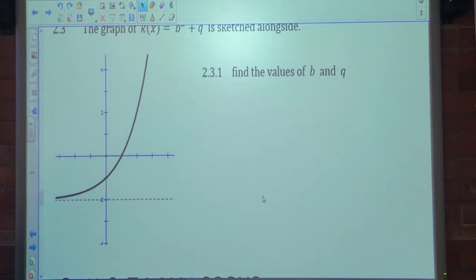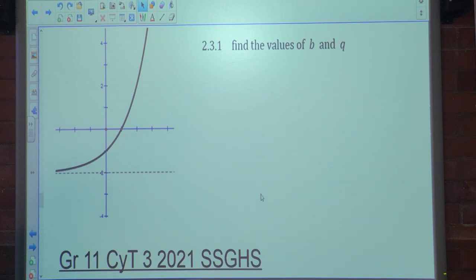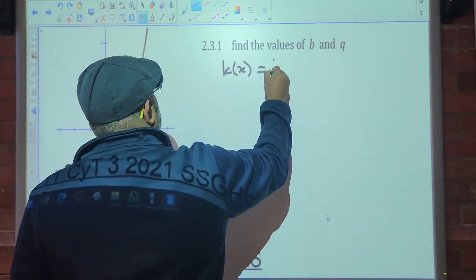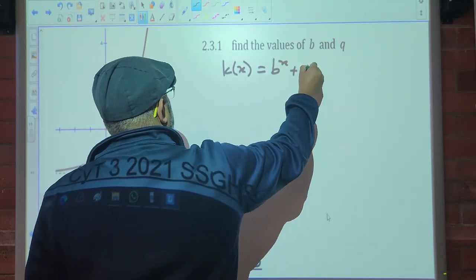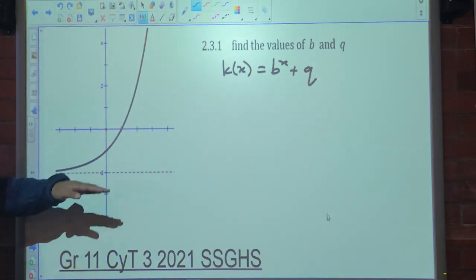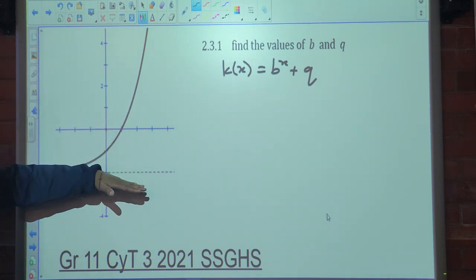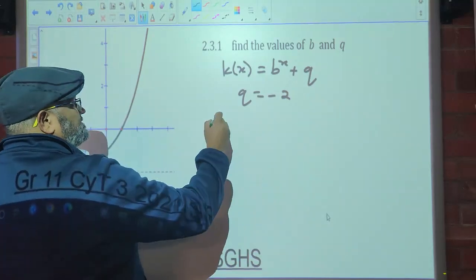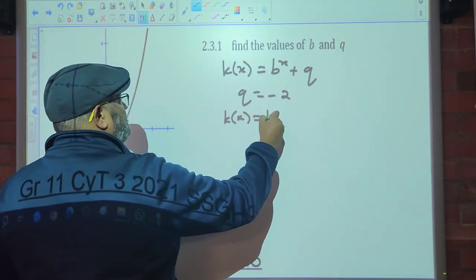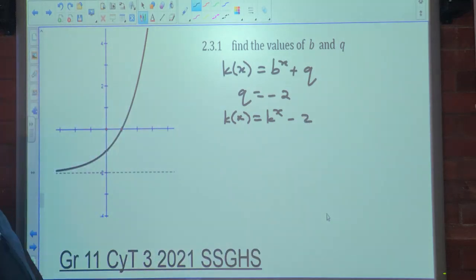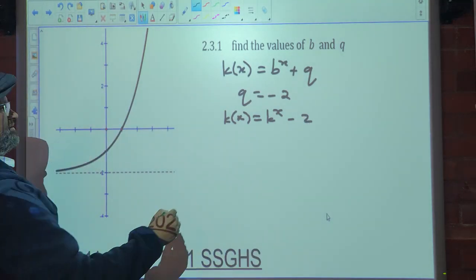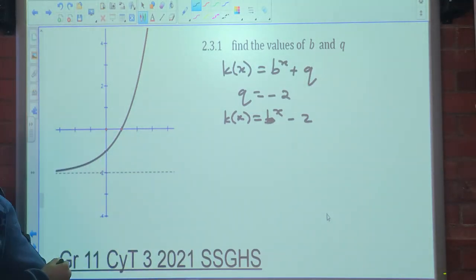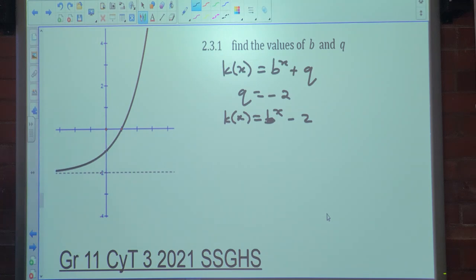Remember what's the equation? k of x is equal to b to the x plus q. People, q is your horizontal asymptote, not so? So q is equal to negative 2. So k of x is equal to b to the x minus 2. So how many unknowns are there still that need to be solved? 1, which is your b value. So with that, I need 1 point on this graph.